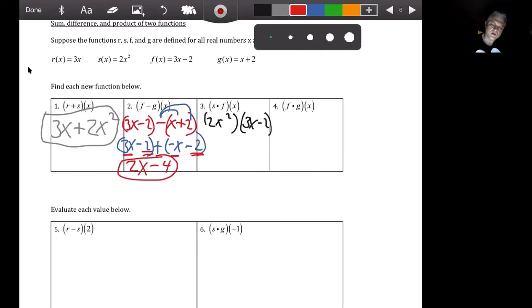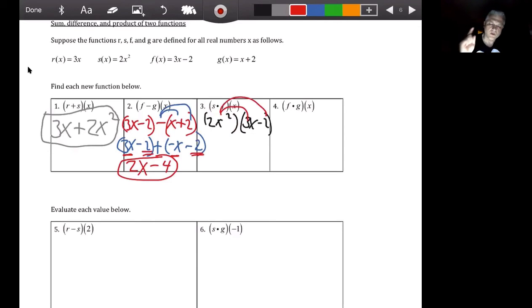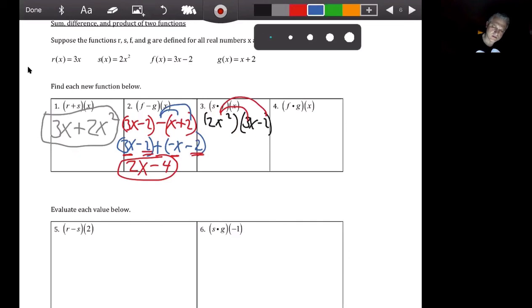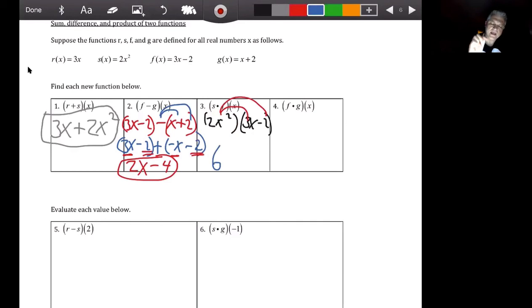Okay, so there are two terms here, because there's a minus in between the two terms. Plus or minus will separate terms. So there's one term here, and we have to multiply it by each term in the parentheses. So 2x squared times 3x: I multiply 2 times 3 and I get 6. I multiply x squared times x to the first and I get x to the third.